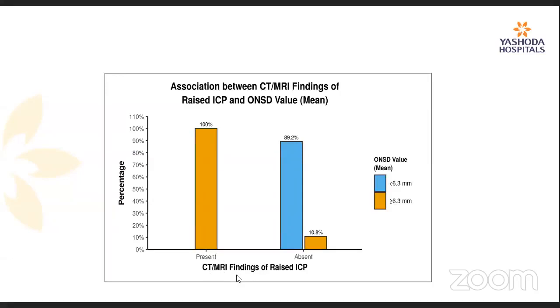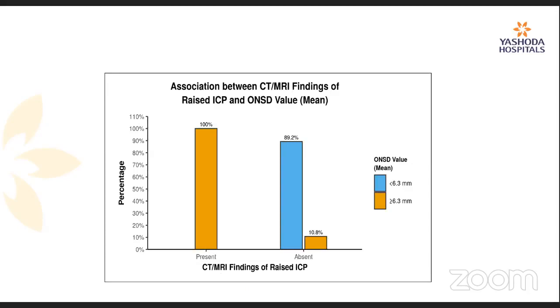Whereas in group 2, patients who did not have CT MRI findings of raised ICP, in 89% the ONSD value came below 6.3, and only 10% patients had raised ONSD value but there were no CT MRI brain scan findings of raised ICP. So this is the association between the two.